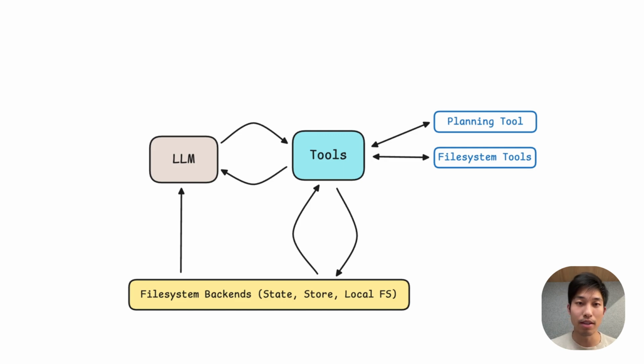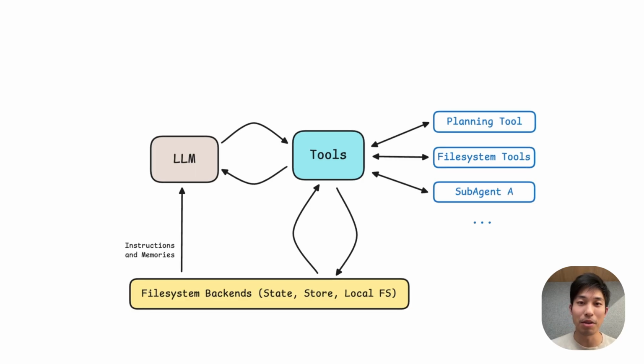A popular use case is to use the file system to offload context from large tool call results. Another interesting pattern is to use the file system to store the agent's actual instructions or memories, so you can improve the DeepAgent over time.